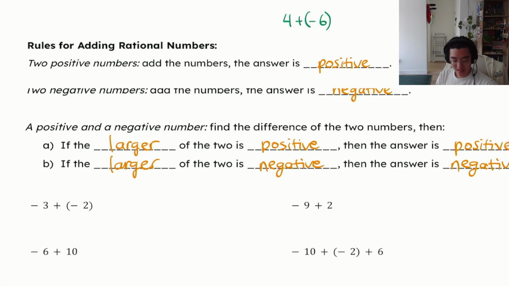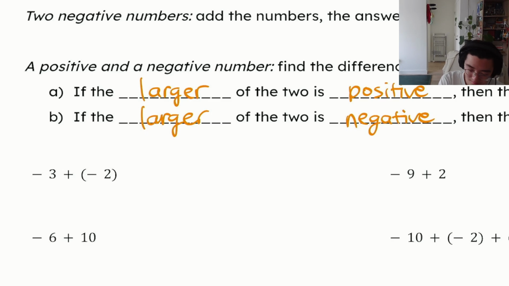So here are some examples. We have -3 and -2, the example I used before. All we're doing here is we notice we have the 3 and the 2. We're just adding them to make a 5. And because they're both negative, just put a negative sign in front.